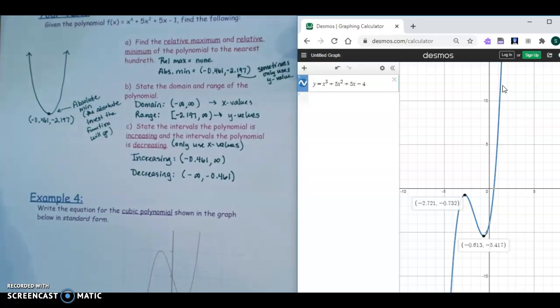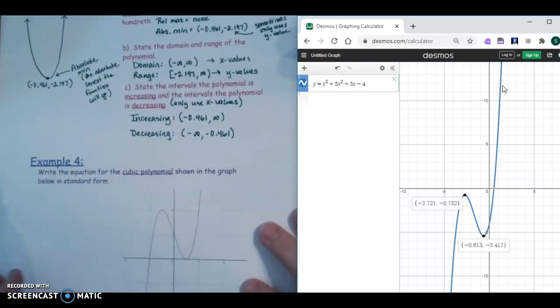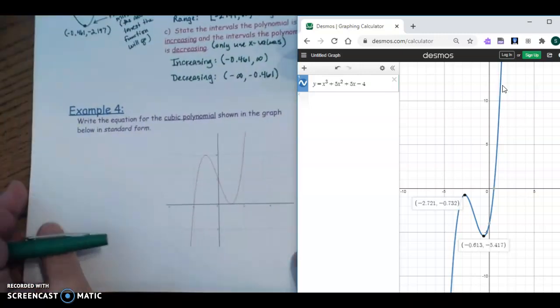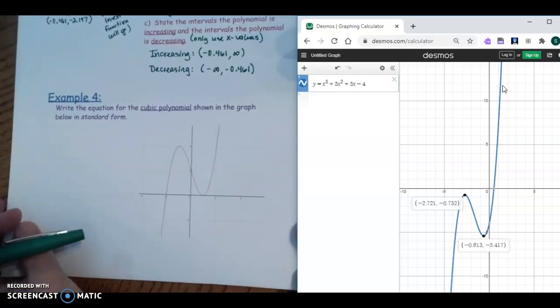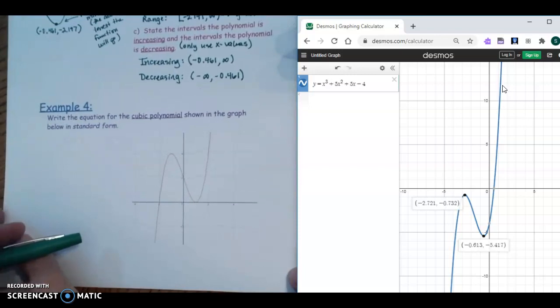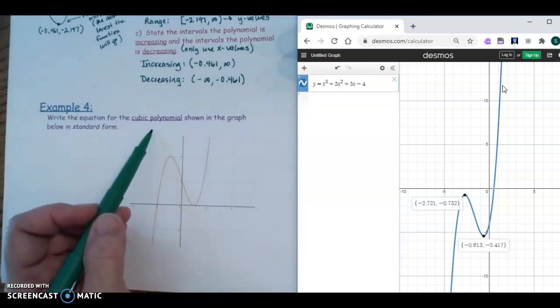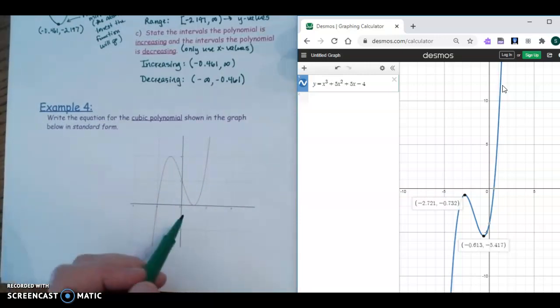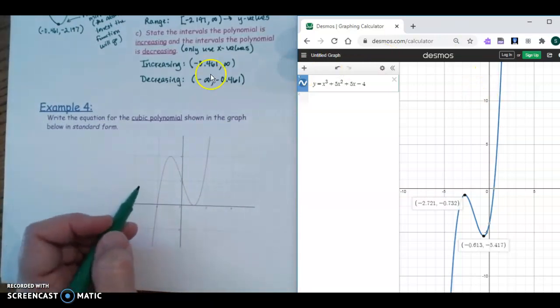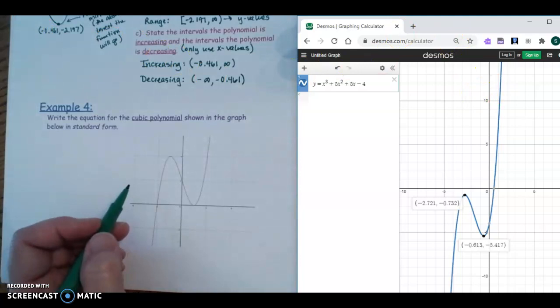We're going to go on to example 4 where we're going to work backwards from the graph. So they give us the graph and we are going to write the equation of this cubic polynomial. Actually guys, I think I'm just going to pause the video here and we'll start back up.